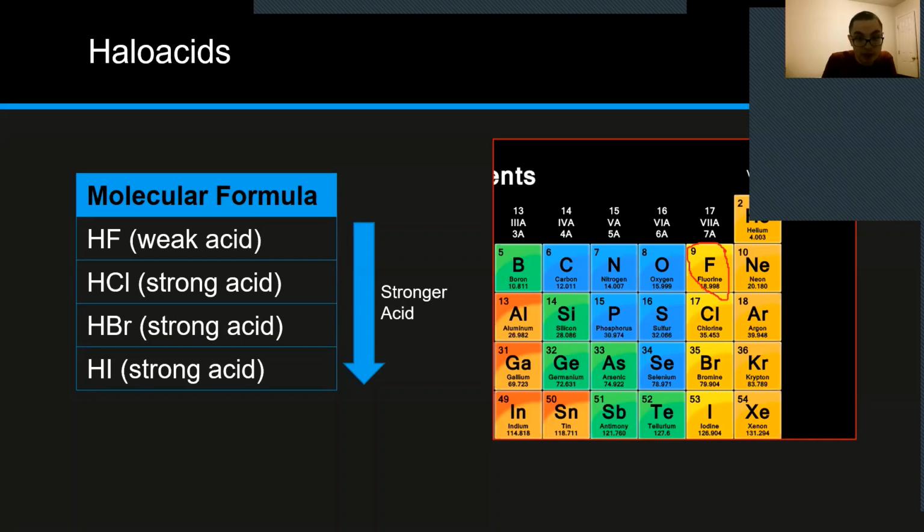And actually, when we study periodic trends, we'll find that going down the series, we see increasing acid strength. So hydroiodic acid is the strongest acid out of the haloacids, and hydrofluoric acid is the weakest.